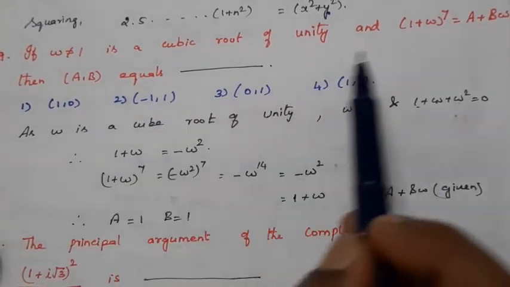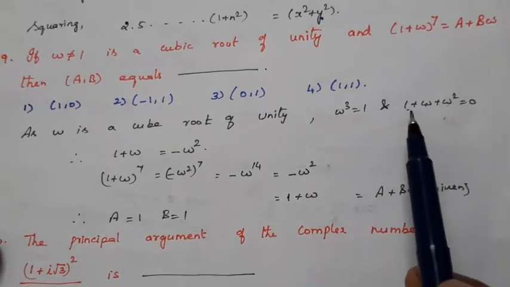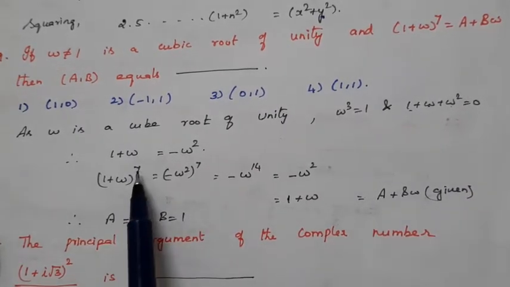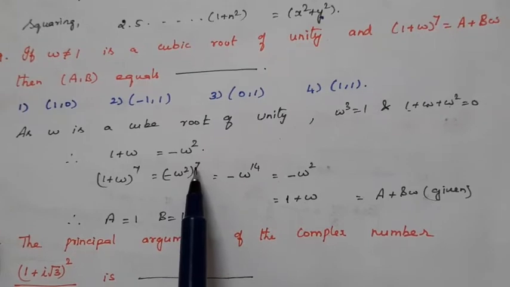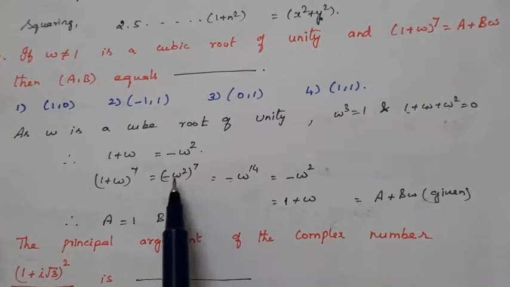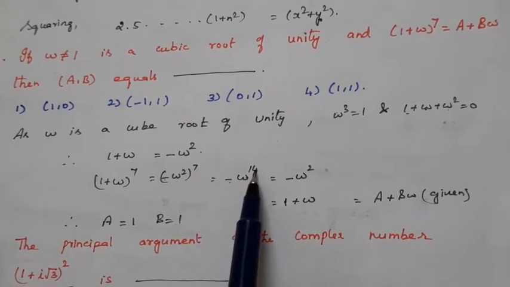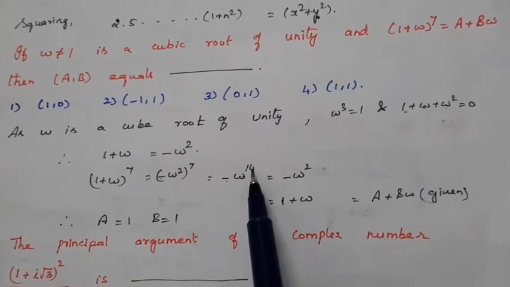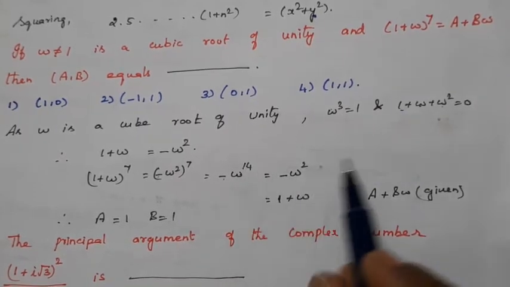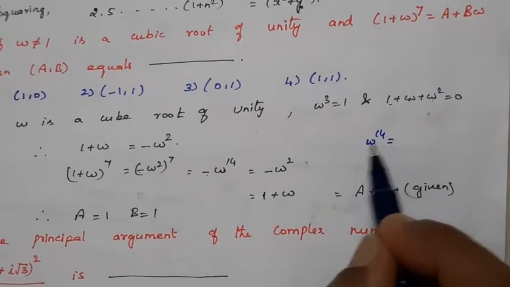So here we need 1 plus omega in the bracket. So what is 1 plus omega? That is equal to minus omega squared. So 1 plus omega the whole power 7 will be minus omega squared the whole power 7. So minus of whole power 7 will be minus, and omega squared the whole power 7 is omega power 14. Omega power 14, as it is a cube root of unity, can be split up.